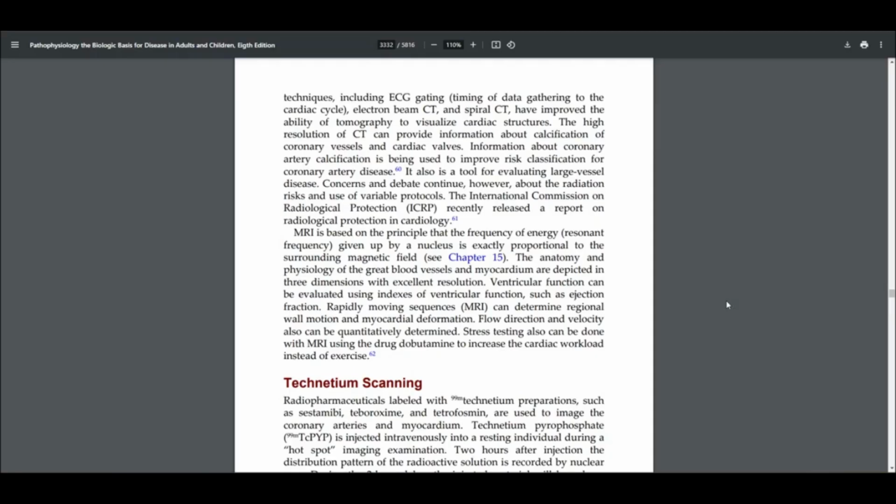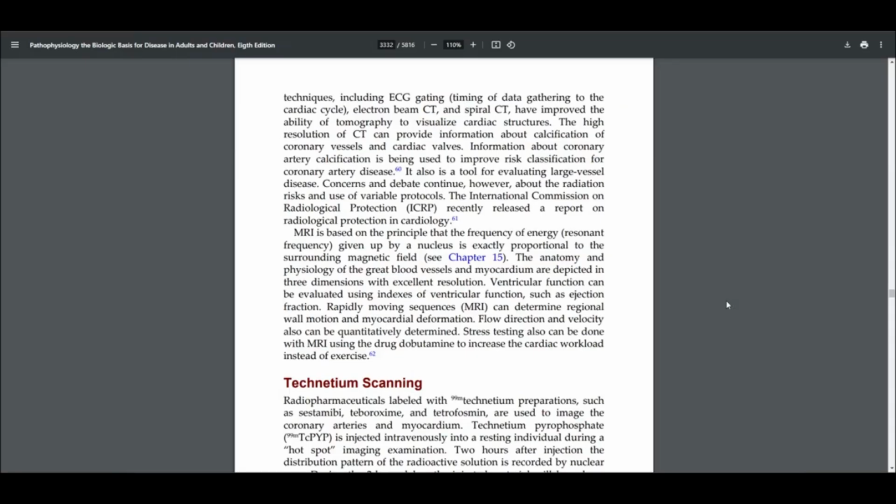Concerns and debate continue, however, about the radiation risk and use of variable protocols. The International Commission on Radiological Protection recently released a report on radiological protection in cardiology.